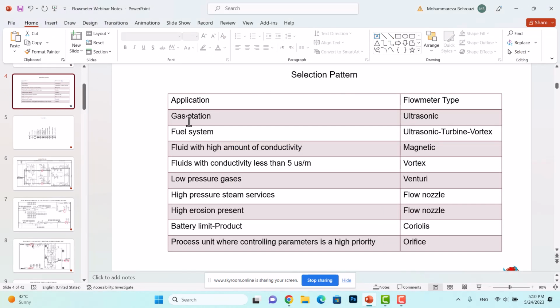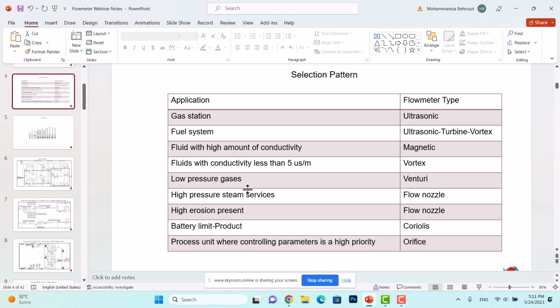For gas stations in petrochemical plants, it is typical to use the ultrasonic flowmeter type. For fuel systems, we can use ultrasonic, turbine and vortex flowmeters. We use magnetic flowmeters for applications in which we are dealing with fluids with a high amount of conductivity, which is more than 5 microsiemens per meter. Whereas we use the vortex flowmeter type for applications in which we are dealing with fluids with conductivity less than 5 microsiemens per meter.